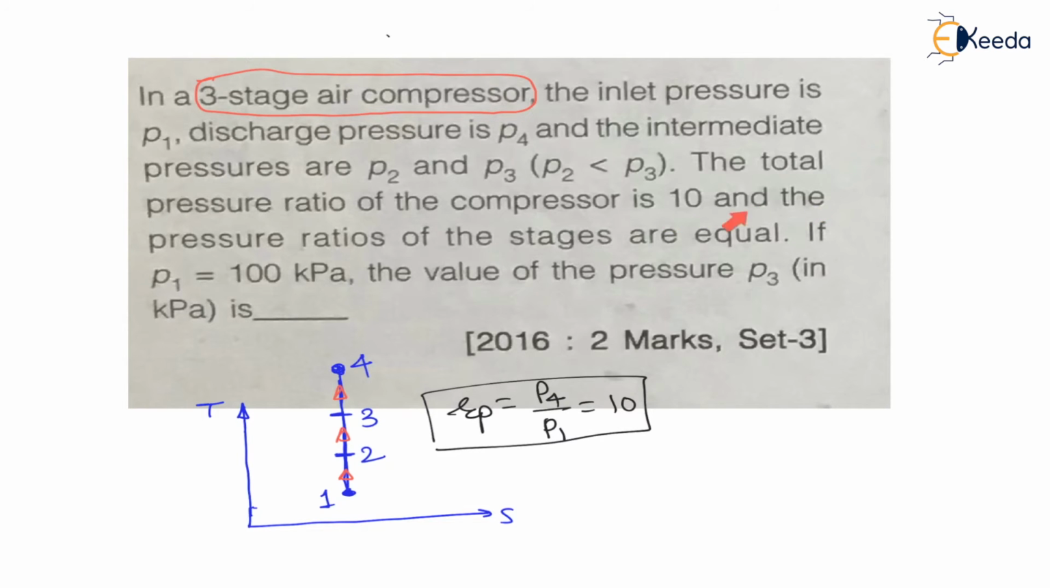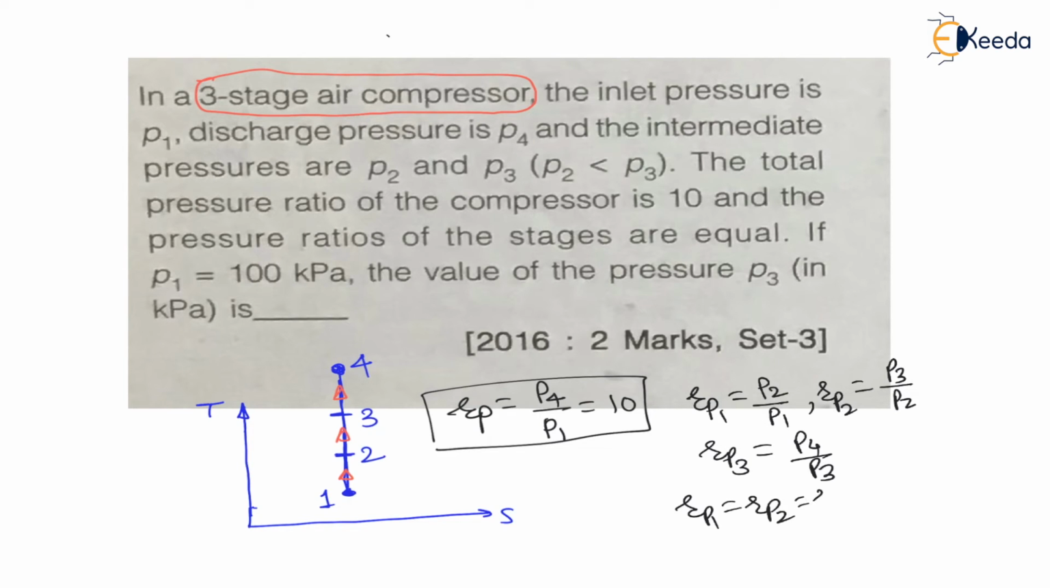And the pressure ratios for the stages are equal. For each stage the pressure ratio is the same. Means we can say RP1 is nothing but P2 divided by P1, then RP2, the pressure ratio of the second stage, is P3 divided by P2, and the pressure ratio of the third stage RP3 is equal to P4 divided by P3. And they are saying that RP1 is equal to RP2 is equal to RP3. The pressure ratio for each stage is the same. If P1 is equal to 100 kilopascal, the value of pressure P3 in kilopascal is?